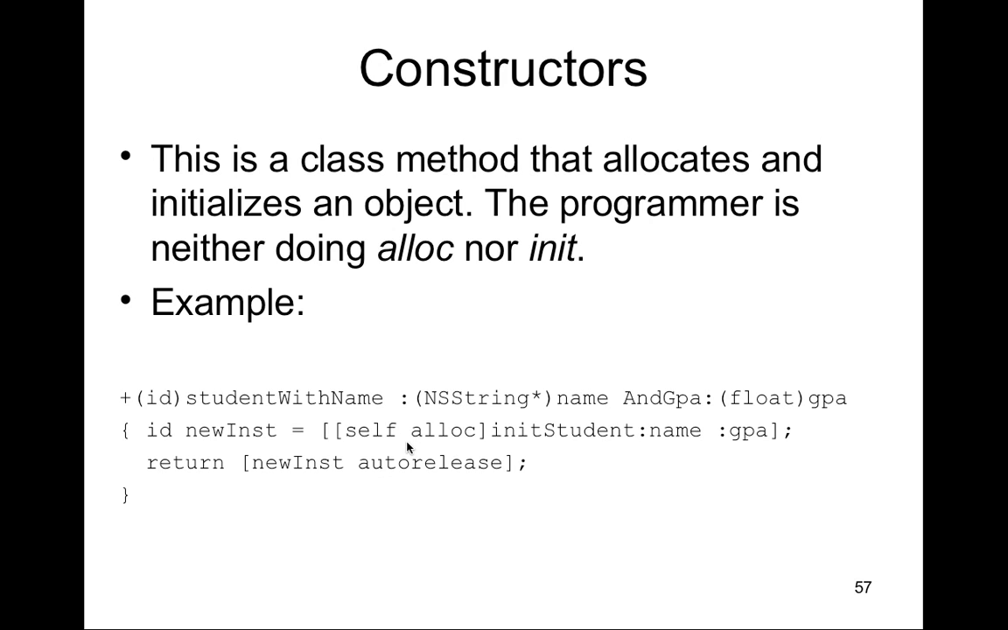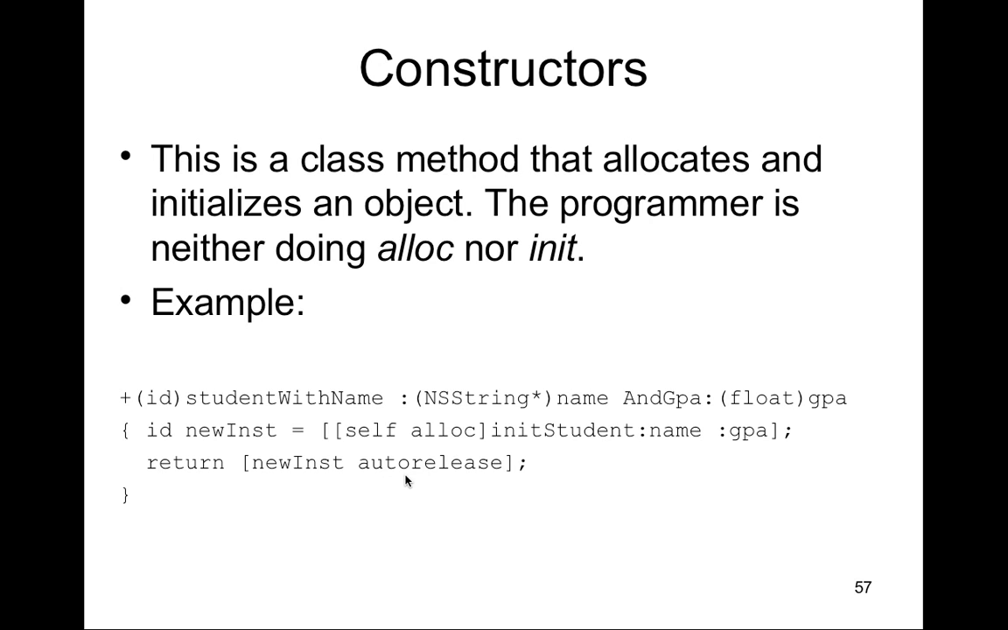Equals, and then this is interesting, self alloc. Allocate myself because I'm a class method actually. And on this, we're going to initialize student with the name and GPA. So we're going to run an init student, which is the initializer. So we're using a constructor to run an initializer essentially, and initialize it with the name and the GPA, and then return the new instance. Then we have autorelease in here.